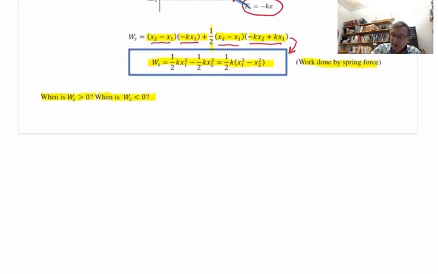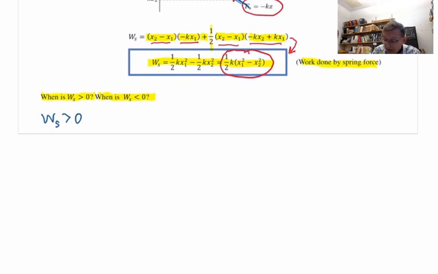Let me do the positive work case. Under what conditions is the work done by a spring force greater than 0? Again, I'm imagining that block on the x-axis. It's going from x1 to x2. All I have to do is look at this formula up here. I think the easiest version to look at is that last version right there. How can I get that to be positive? When will it be positive?